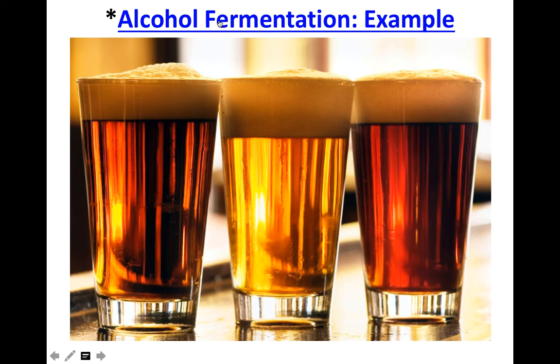Basically what happens is that there is a tree that has a bunch of fruit on it, and the fruit fall down, and basically they start to decompose and rot. And when they're rotting, they actually start undergoing alcohol fermentation with some of the bacteria and yeast that are inside of there.